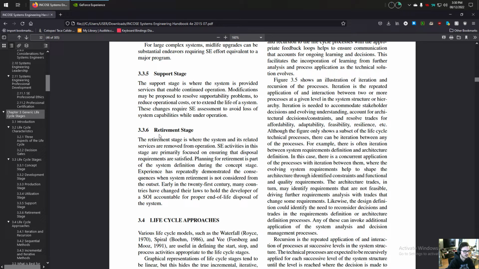And then finally, it's the retirement stage. Section 3.3.6. The retirement stage is where the system and its related services are removed from operation. Systems engineering activities in this stage are primarily focused on ensuring that the disposal requirements are satisfied. Planning for retirement is part of the system definition during the concept stage. Experience has repeatedly demonstrated that the consequences are serious when disposal is not considered in the system requirements from the outset. Early in the 21st century, many countries have changed their laws to hold a developer of a system of interest accountable for proper end-of-life disposal of the system.